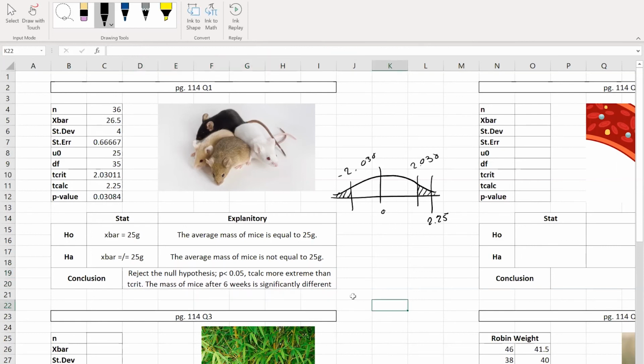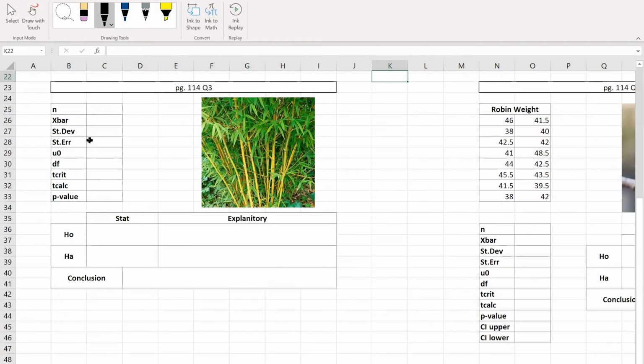For question 3, an ecologist is studying the bamboo that grows in a region that has phosphorus-rich soil. Other studies and other plants suggest the bamboo will be larger because of this. He has data from reputable sources that gives the mean diameter at breast height of bamboo as 125 centimeters. So that's what we're comparing to. That's our null mean, 125 centimeters.